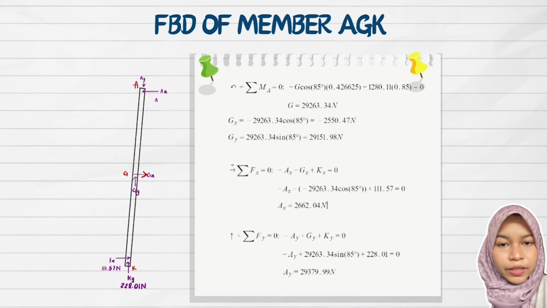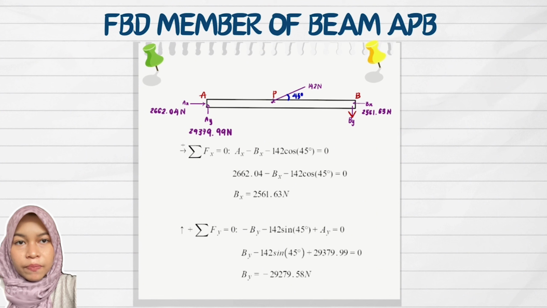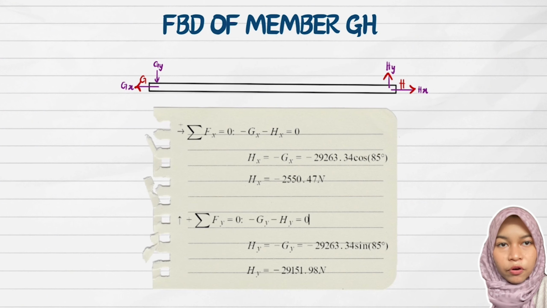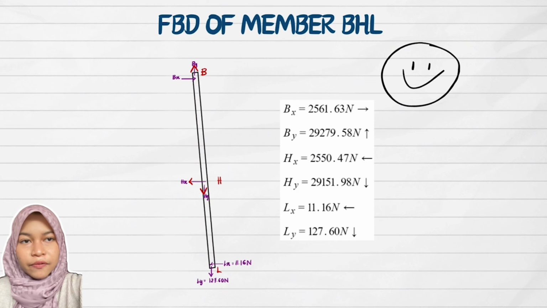Use summation of all vertical forces to get Ay. Subsequently, for member of APB, we perform the same methods as previously explained. Perform the equilibrium summation of Fx and Fy, we will get Bx and By. After that, we use the sum of forces in the x direction to get Hx for member of GH and sum of forces in y direction to get Hy. For the last member of BHL, we can conclude the force components at B, H, and L as such.